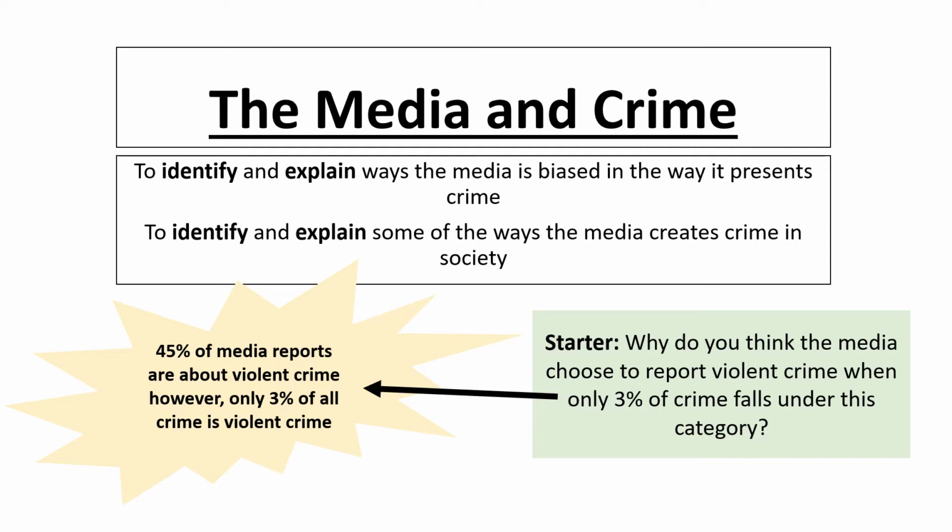So firstly, why do you think the media choose to report violent crime when only 3% of crime falls under this category? So 45% of media reports are about violent crime. So there's a big difference there between the amount of violent crime that's happening and the amount of violent crime that's being reported. So I want you just to firstly think about, why is this the case?